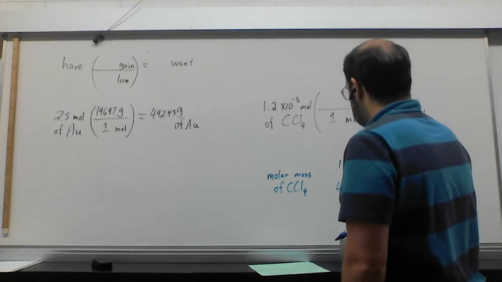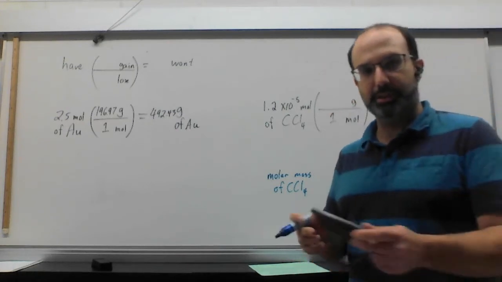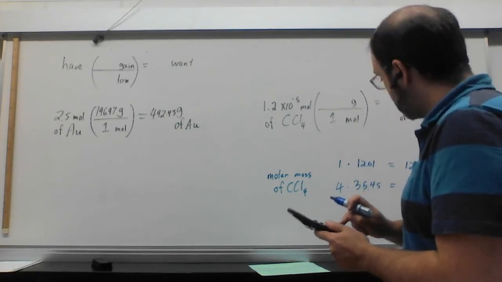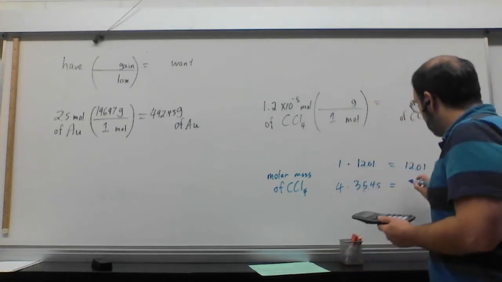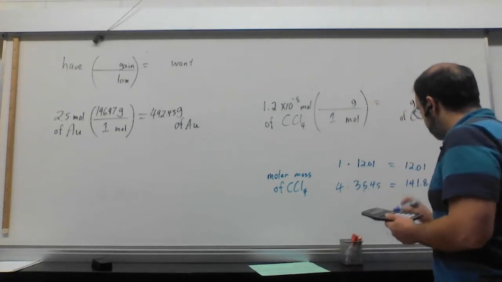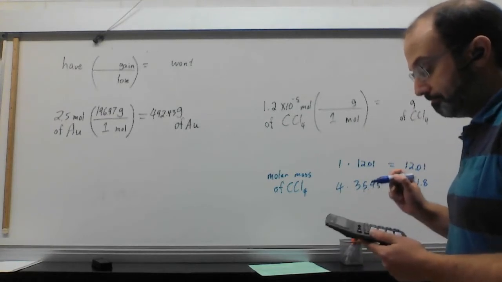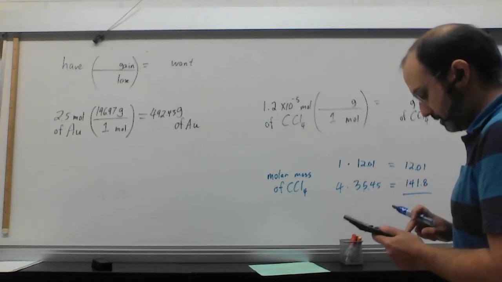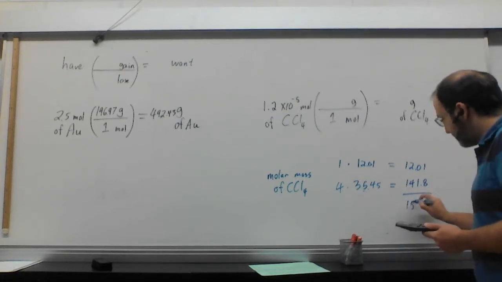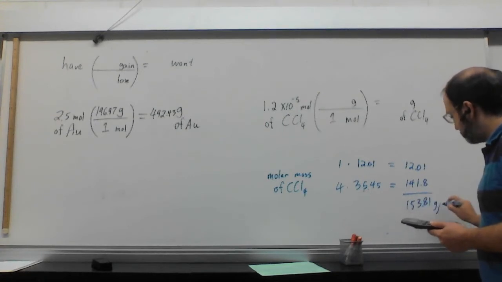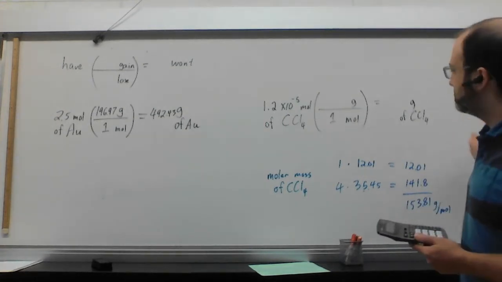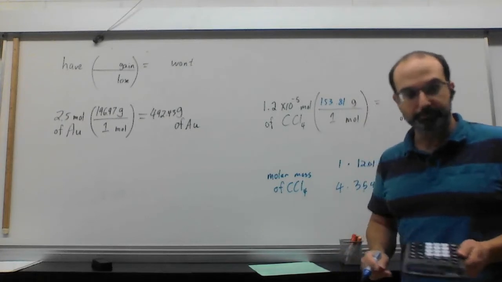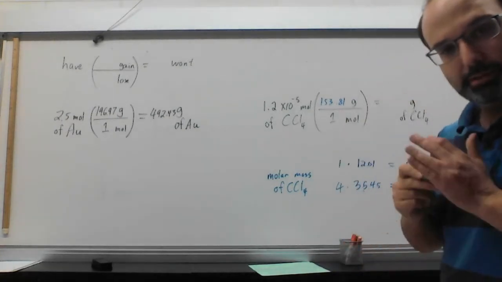4 times 35.45 equals, ooh, don't have that one in my head, thankfully, calculator. 4 times 35.45 equals 141.8. Chlorine's pretty heavy, what can I say? So now in order to get the molar mass, I add these two up, plus 12.01 equals 153.81 grams per 1 mole. I then put this number up here, 153.81. Awesome. So now I have my molar mass.